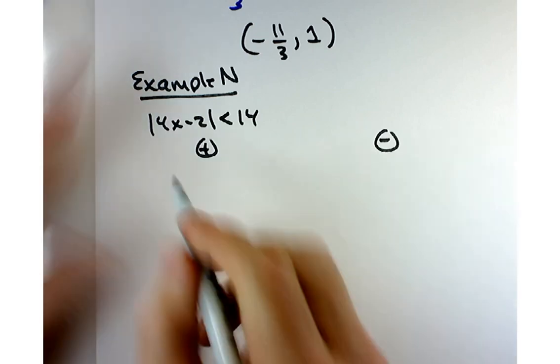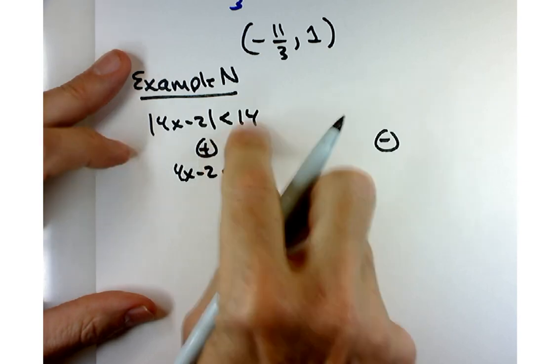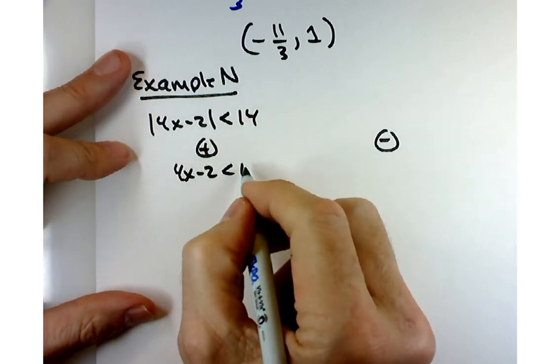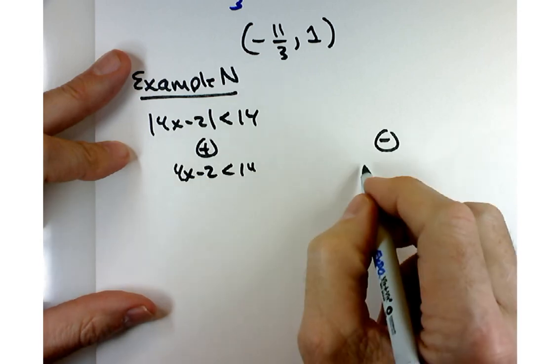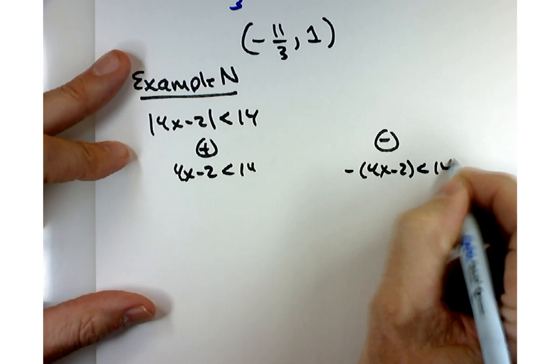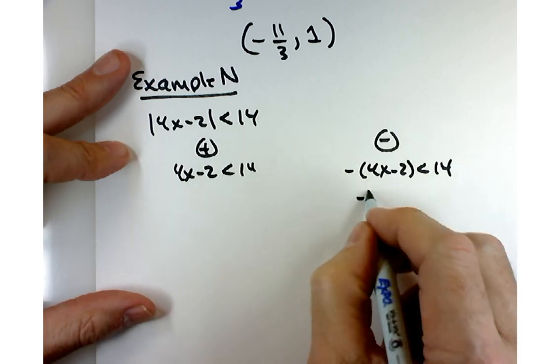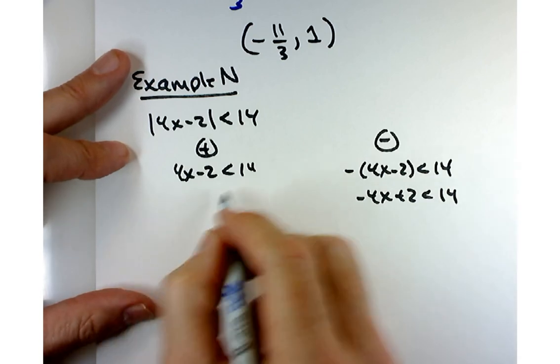Okay, so our two cases, absolute value of 4x minus 2 is less than 14. The two cases turn into 4x minus 2 is less than 14, and the negative of that, 4x minus 2 is less than 14. If you wanted to just write it down as negative 4x plus 2, that is, distribute it right away, that's fine.